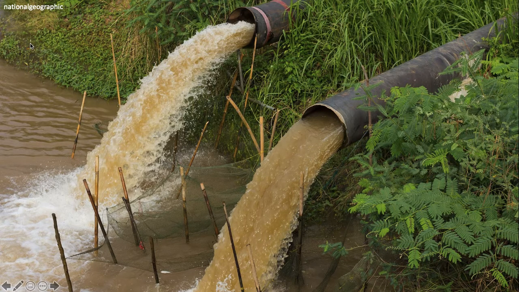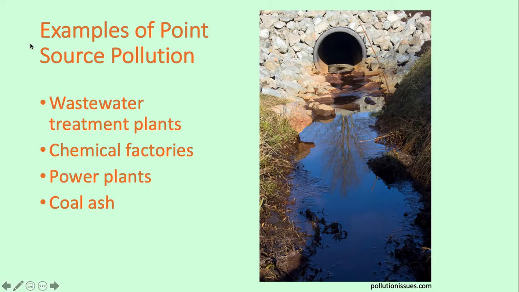So if there's a pipe with pollution inside of it, and you can say the pollution is coming from that pipe, it's point source pollution. Examples of point source pollution include wastewater treatment plants, chemical factories, power plants, including coal ash. We'll talk more about coal ash.